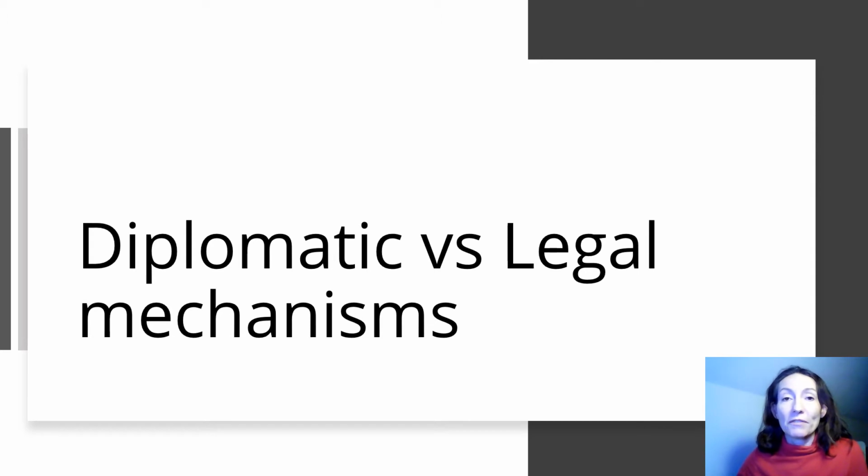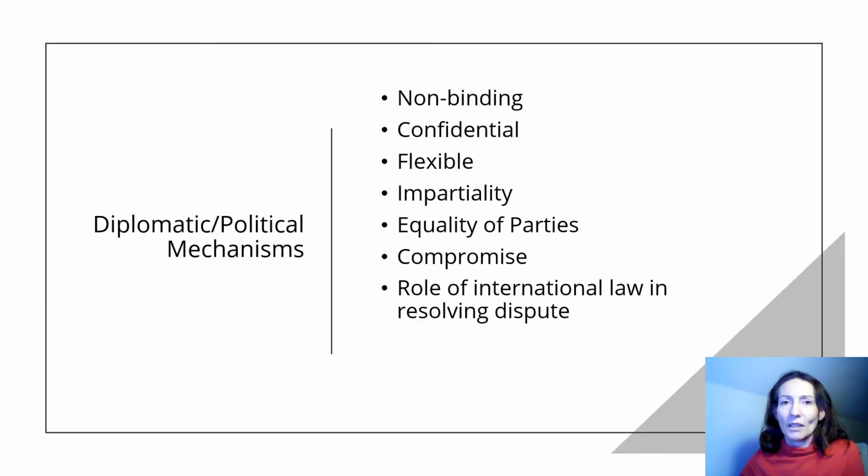Let's see the main features that characterize each category. The main feature that distinguishes the so-called legal and political mechanisms of settling disputes is their outcome. The final agreement or decision or compromise reached by a political means of settling disputes is non-binding in principle.